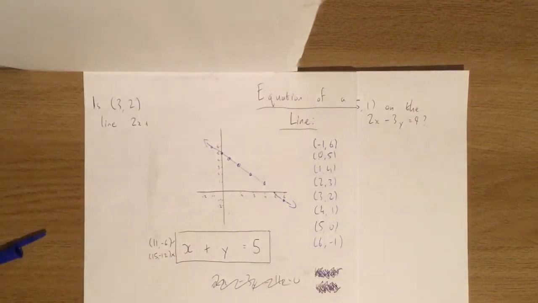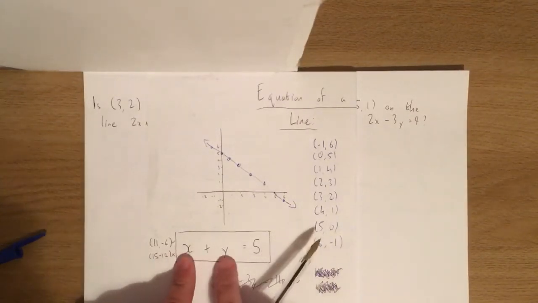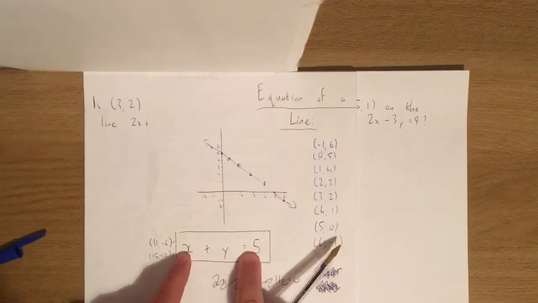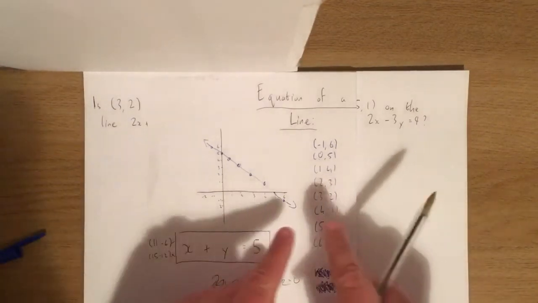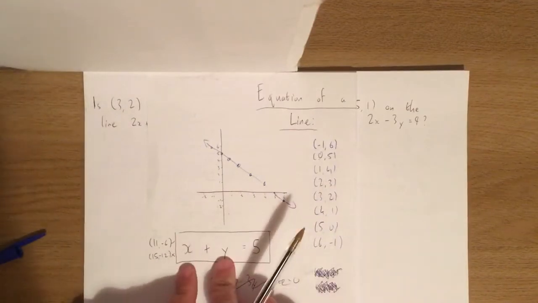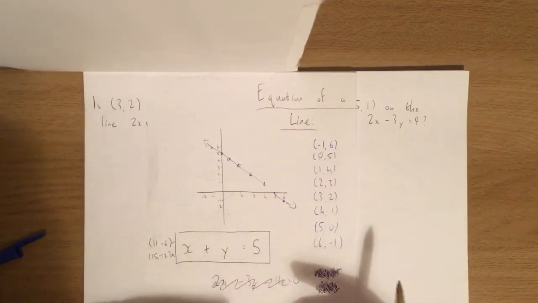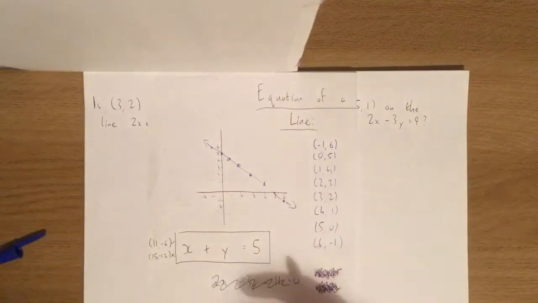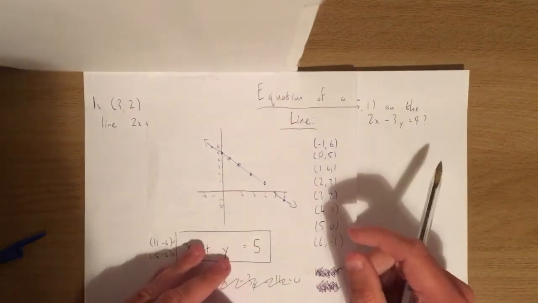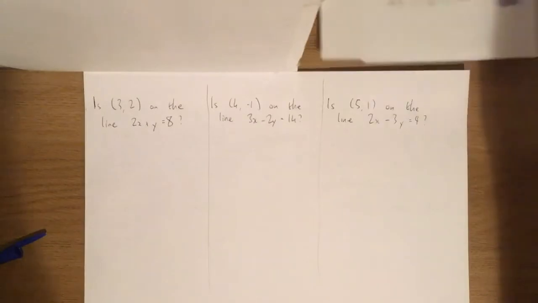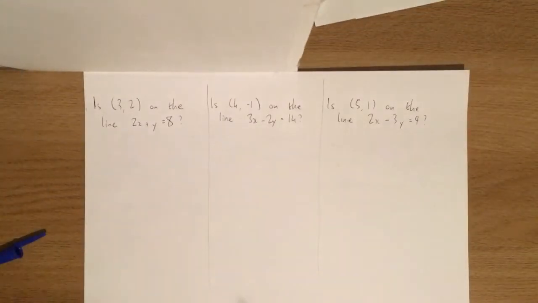Okay, if I was asked to check is the point 4, 3 on that line, well 4 plus 3 is equal to 7. It's not equal to 5, so that's not on the line. So if you sub a point in for x and y and you get 5 equals 5, it's on the line. If you get anything else equals 5, it's not on the line. Alright, so just 3 examples I'll run through really quickly.